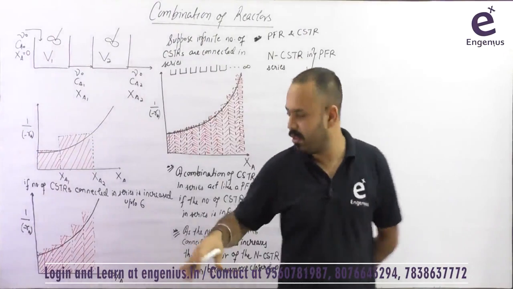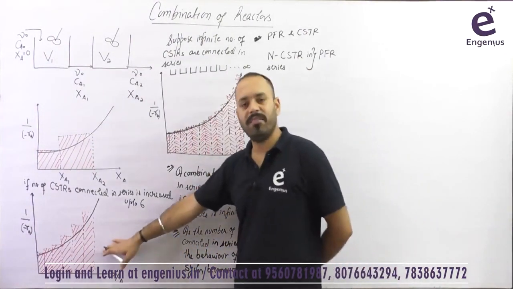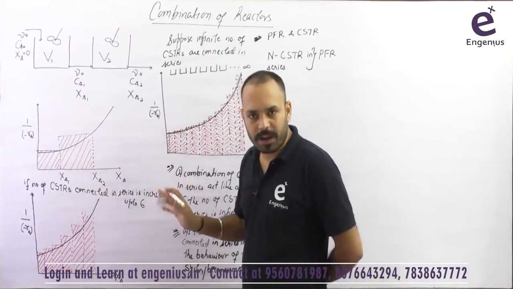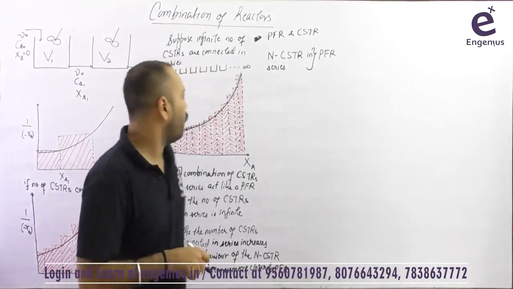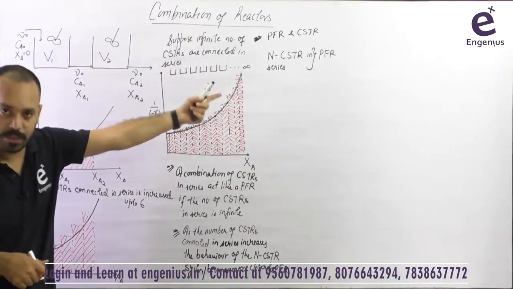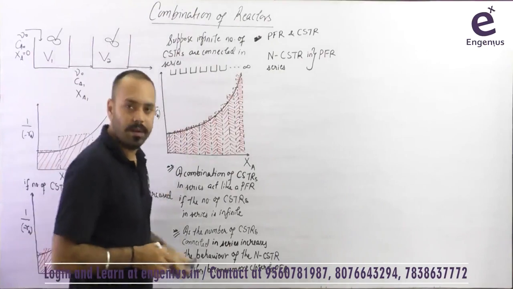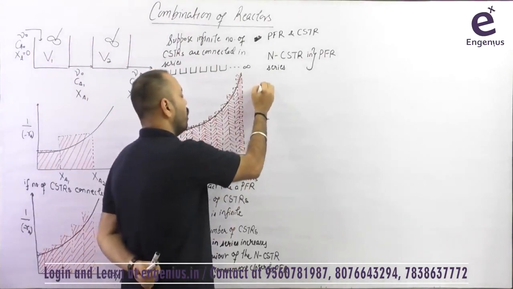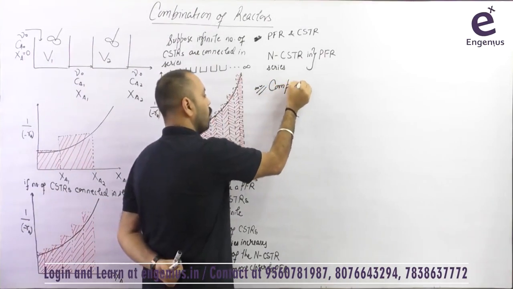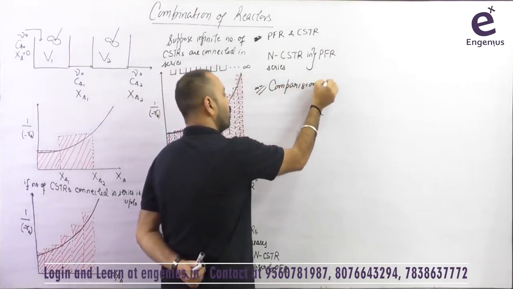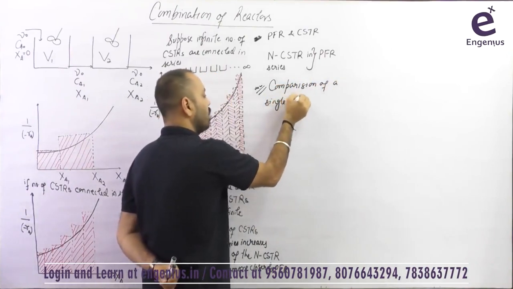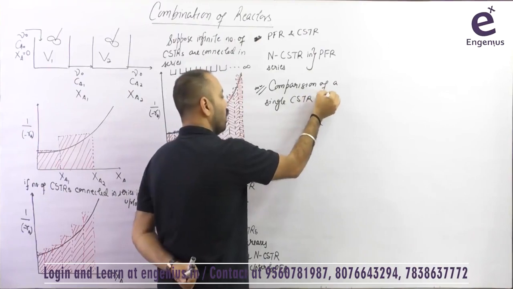Agar n finite bhi hai, in this case n is not infinity, but the behavior of the system is closer to the PFR than a single CSTR. So PFR and CSTRs connected in series, I'm treating it as a PFR. Now the same comparison can be done. Now what is the comparison? Comparison of a single CSTR and N CSTRs.